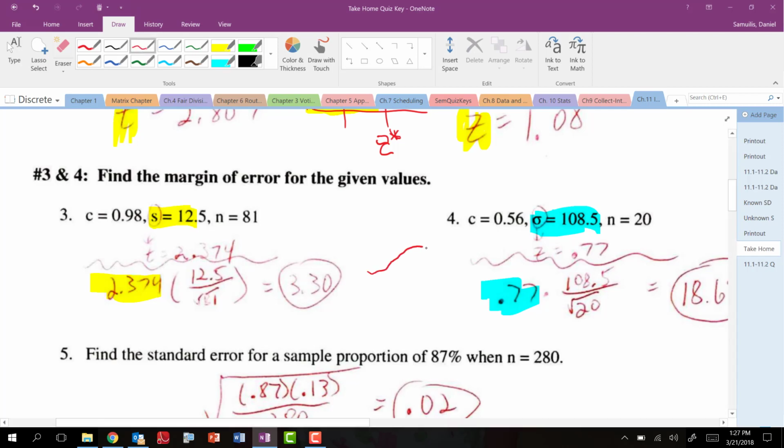Because is 56 on your second sheet for easy Z values? No, so we got to do this again. 56. I think we have 44. Half of 44 is 22. And then to look up on the first sheet what this Z number is, which is actually a Z star number, we have to actually look up 56 plus 22.